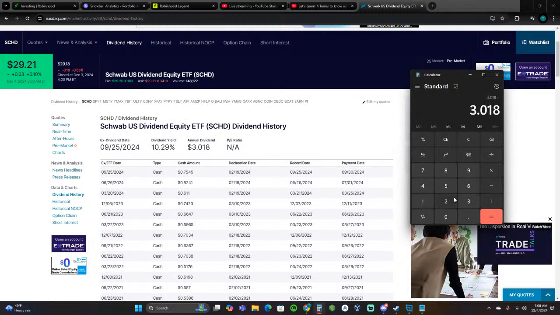3.018 minus the 0.7545 minus the 0.8241 minus the 0.611. The next payment should be 82.84 cents. We know they have paid, we know their target is 301.8 per share. We see that. Okay, cool. Well, who cares? Well, let's keep 301 in our mind.